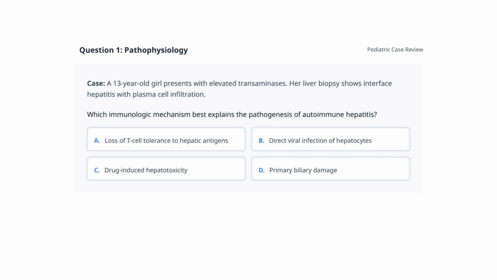Let's begin with a case. A 13-year-old girl presents with elevated transaminases. Her liver biopsy shows interface hepatitis with plasma cell infiltration. Which immunologic mechanism best explains the pathogenesis of autoimmune hepatitis? A. Loss of T-cell tolerance to hepatic antigens. B. Direct viral infection of hepatocytes. C. Drug-induced hepatotoxicity. D. Primary biliary damage.